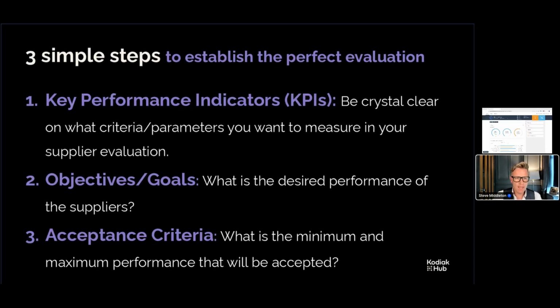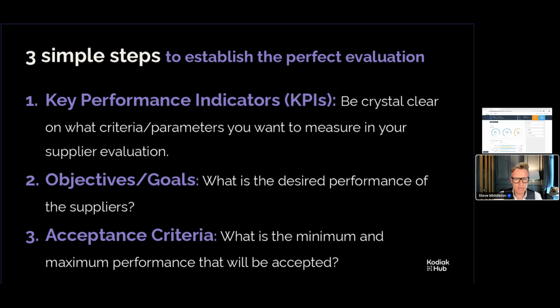Once you're clear, here are 3 steps that we recommend when looking to create the perfect evaluation of your suppliers. And it starts again with number 1, aligning with the organization and those involved on the key performance indicators. Be crystal clear on the criteria, the parameters that you want to measure in your supplier evaluation. Now, this might sound obvious, but trust me, having seen thousands of evaluations throughout my time at Kodiak Hub, and as a team collectively at Kodiak Hub, it is not always as clear as it should be.